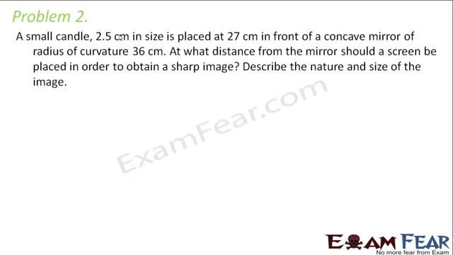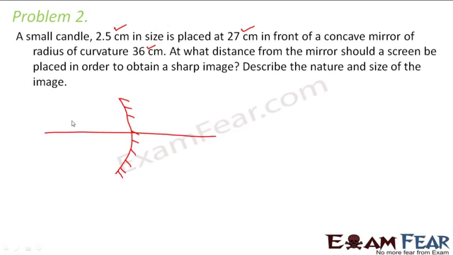It says that a small candle 2.5 centimeter in size is placed at 27 centimeters in front of a concave mirror of radius of curvature 36 centimeters. That means you have a concave mirror somewhat like this. You have a small candle. The height of the candle is given as 2.5 centimeters. That means height of the object is 2.5 centimeters. Now since it is above the principal axis, this would be positive.